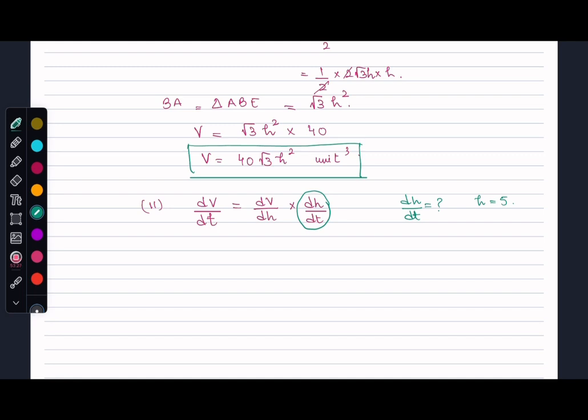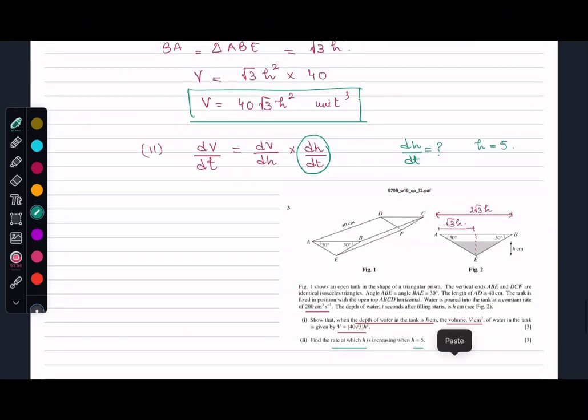To solve this question, what we already know is that they have given us that the water is being poured into the tank at a constant rate of 200 centimeter cube per second. So that means this dV by dt is already given in the question as 200 centimeter cube per second. Let's start picking in the data. It's dV by dt, which is equal to 200 centimeter cube per second.